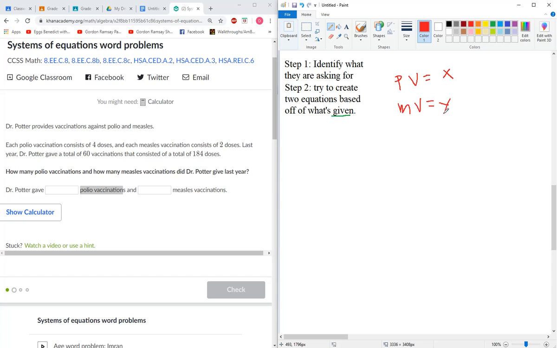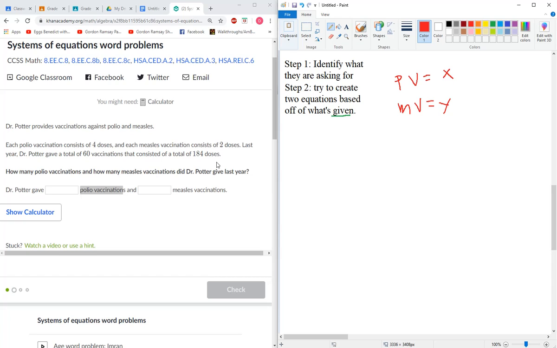So that's our first task, identify what they're asking for. They're asking for polio vaccinations and measles vaccinations. That's our X and our Y. Now try to create 2 equations based off of what's given. So we had polio vaccinations consists of 4 doses, and measles vaccinations consists of 2 doses. Last year, Dr. Potter gave a total of 60 vaccinations that consisted of 184 doses.